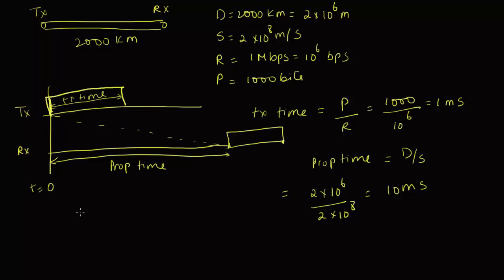So this is the time at which the complete packet reaches the receiver. So this is 10 milliseconds, this time, and this is 1 millisecond. So for the receiver to fully receive the packet, it takes 10 milliseconds plus 1 millisecond, that's equal to 11 milliseconds.